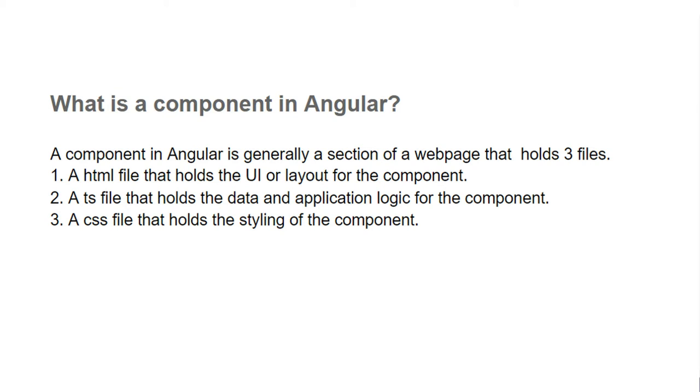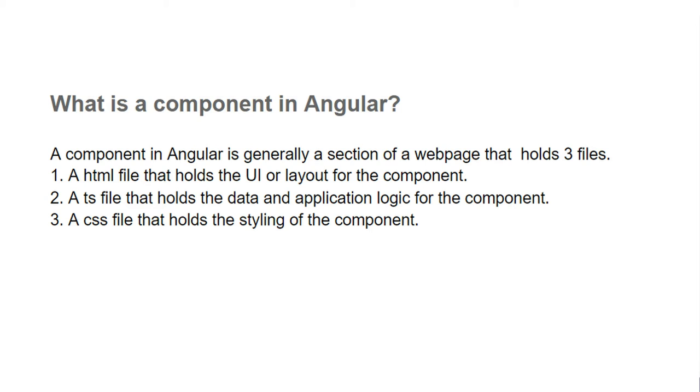So what is actually a component? A component is nothing but a set of three files. One is the HTML file, which will hold the UI or the layout for the component. Then the TS file, which will hold the data to bind inside the HTML, and also the application logic for that component. And a CSS file that will hold the styling of the component.